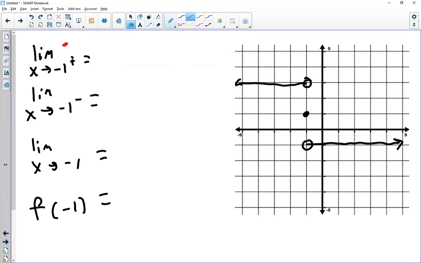Is the first one plus? Yes, a plus. I'll try to be consistent, so it'll be plus minus overall, then the point.